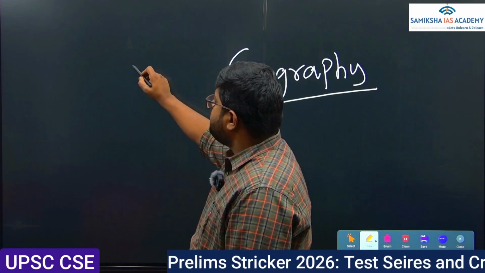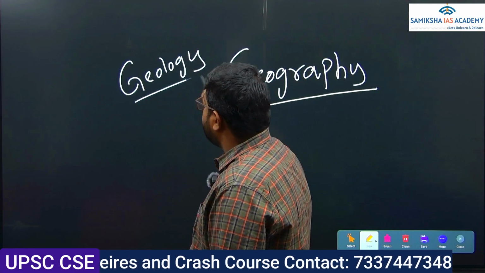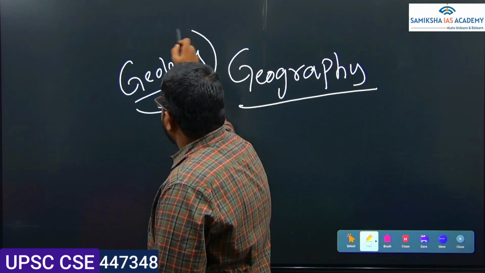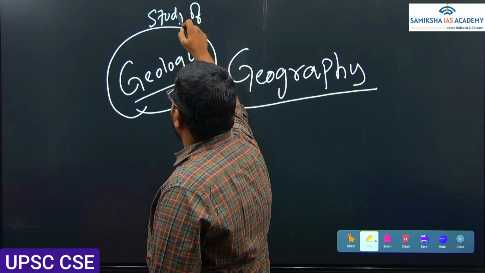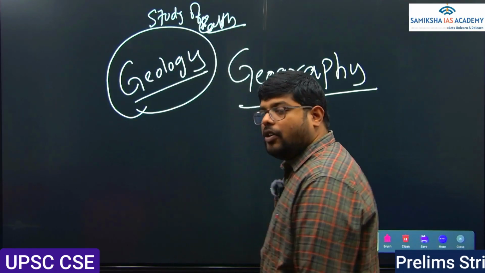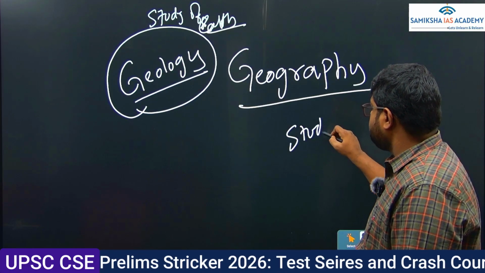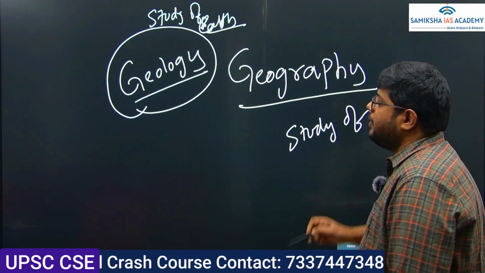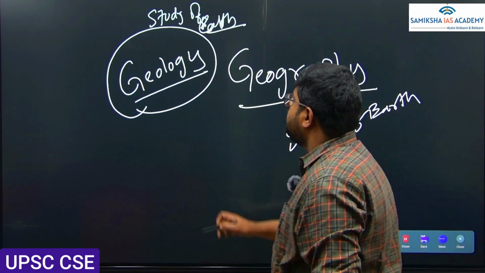There is another subject called geology. Geology and geography both go hand in hand. Geology is a study oriented subject. Geology is the study of earth. It is not the study of geography, it is the study of earth. So what is geography? Geography is also the study of earth, but where is the difference between geology and geography? The difference is geology is the study of earth.